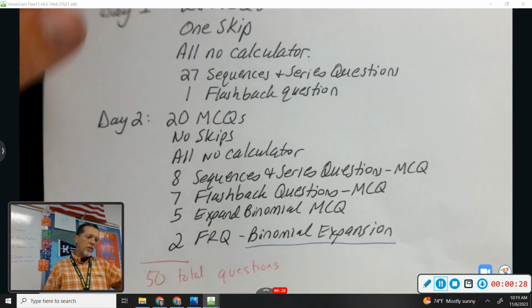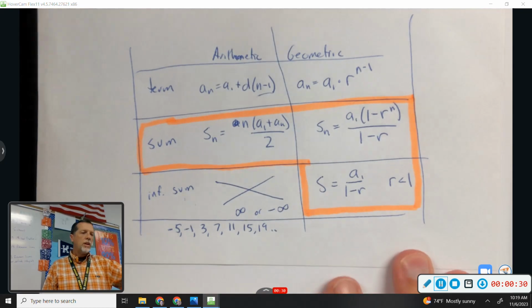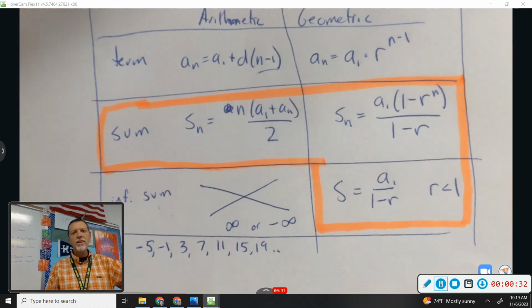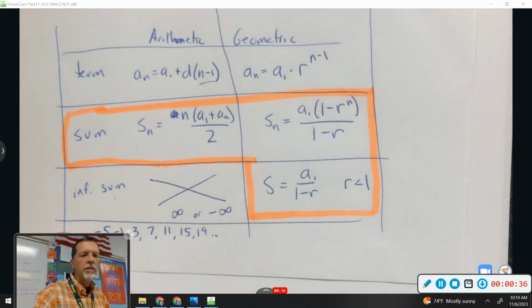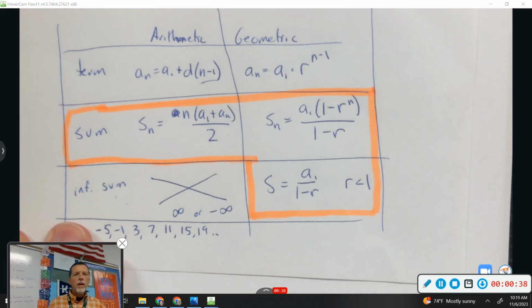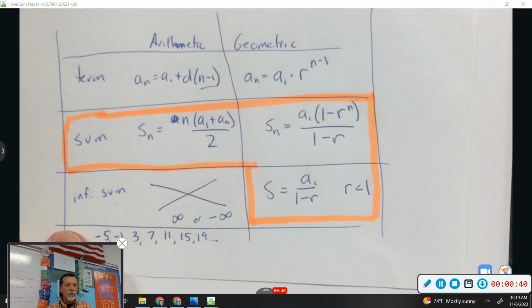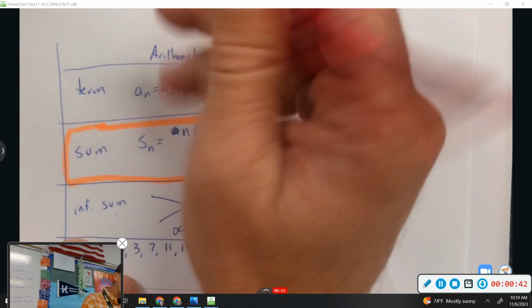So before we jump into the review, here are the formulas. Actually, that's not all the formulas you need to know. I need to add to that a little bit somewhere. Arithmetic and geometric, those are the sequences and series formulas you need to know.